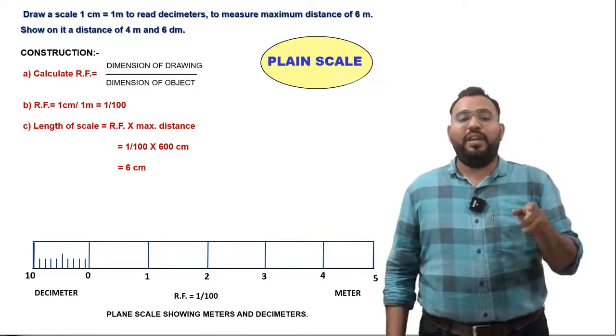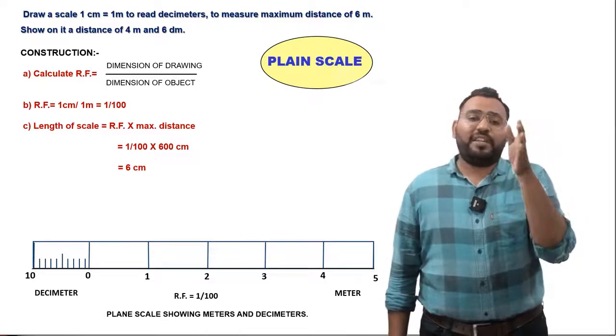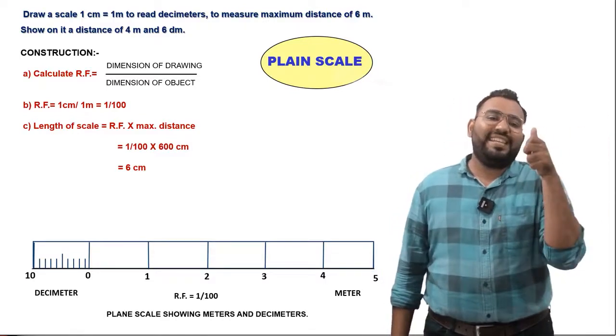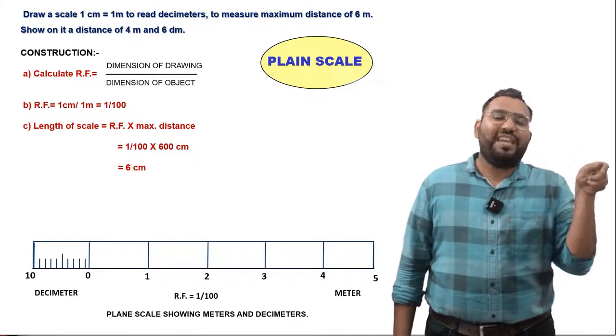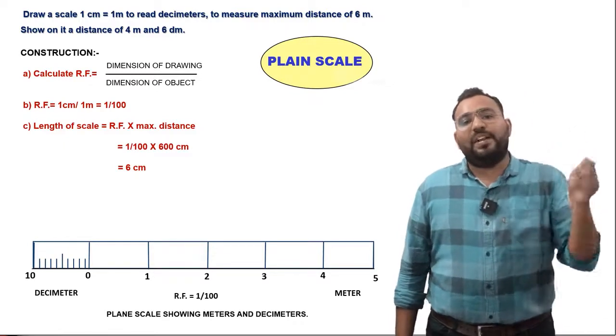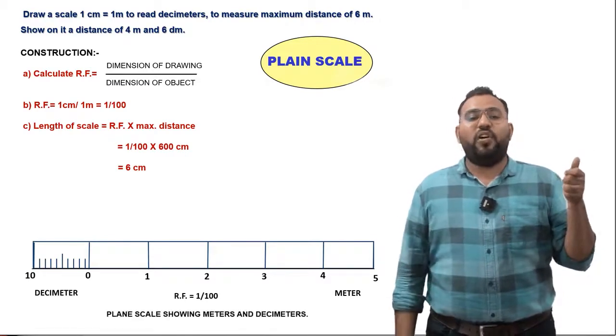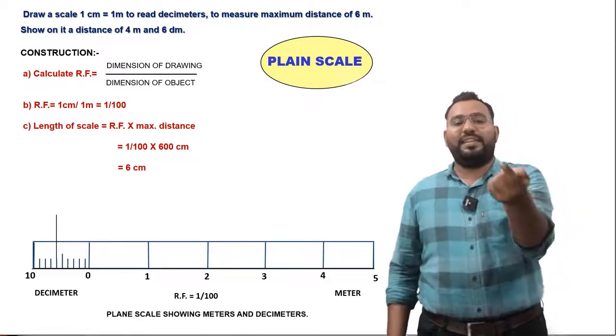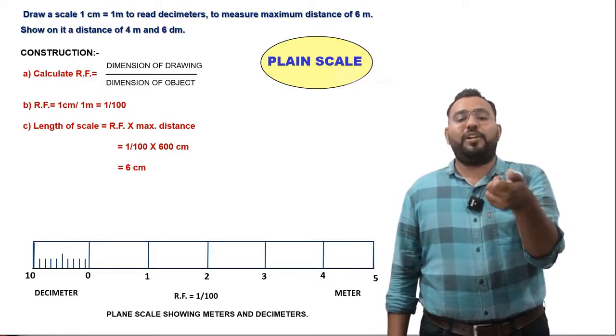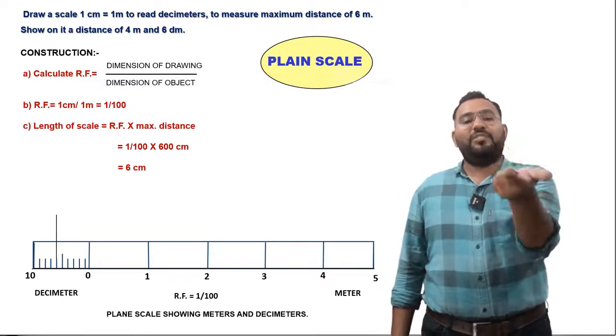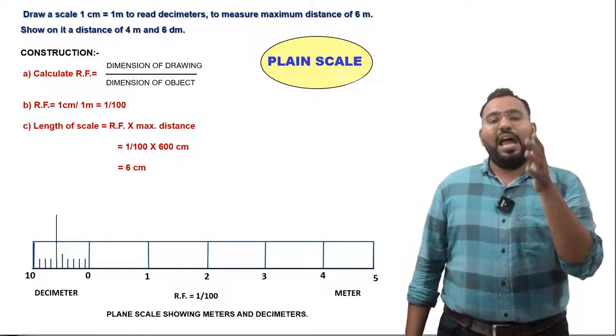Again I am going to repeat. First I will go to the left side of 0 and find 6 units. So 0, 1, 2, 3, 4, 5, 6, and then it shows the 6 decimeter, and from there I am going to draw an extension line. Yes, like this. Again, see the left side of 0, 6 parts. Yes, like this. This will be 6 decimeter.